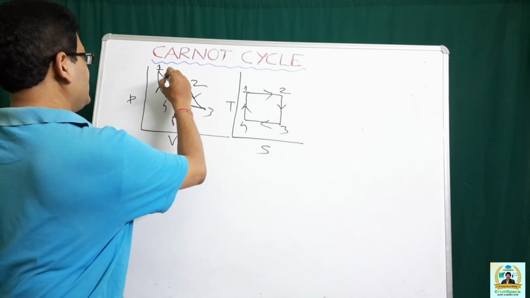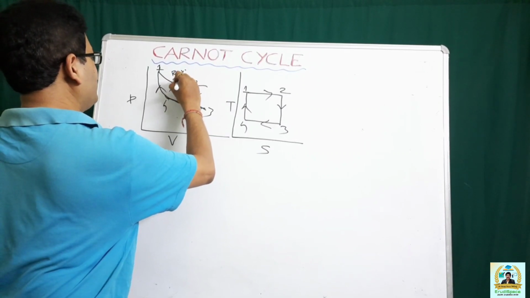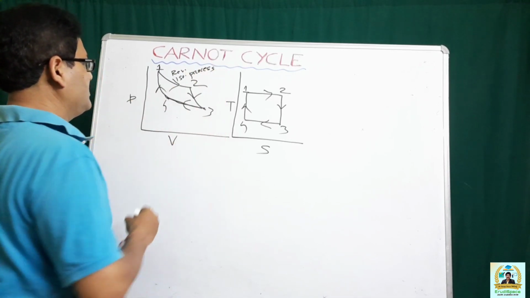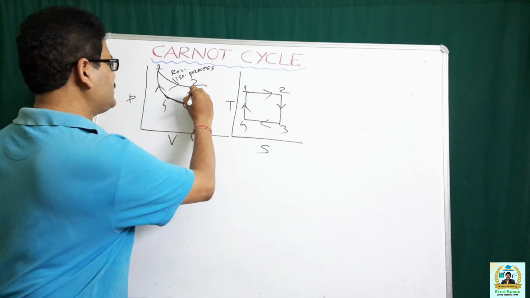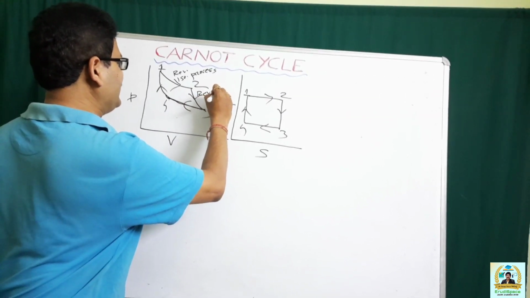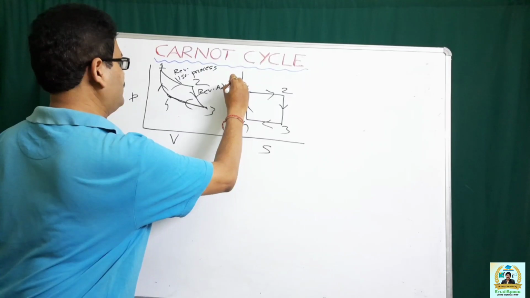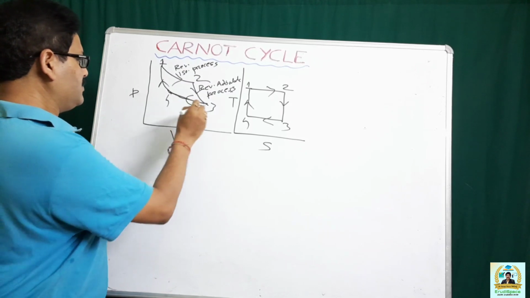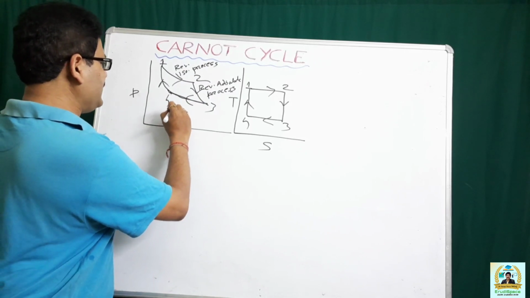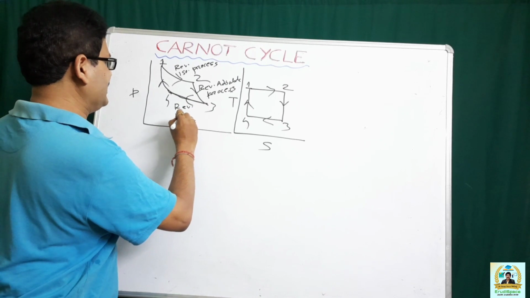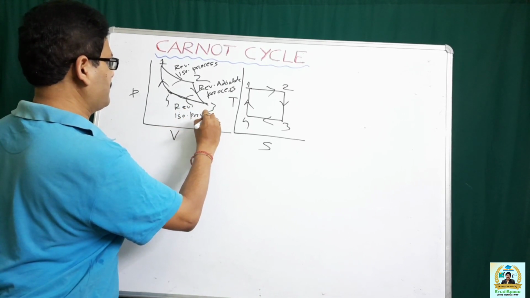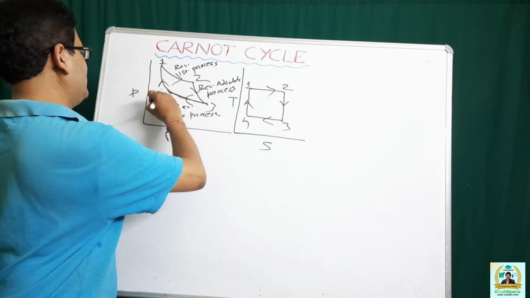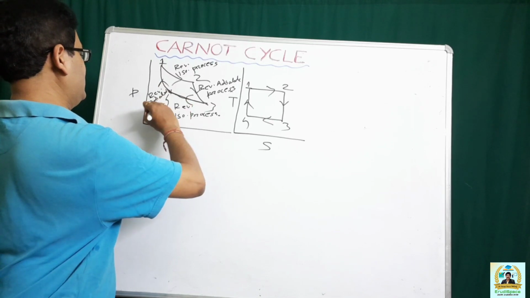Process 1-2 is a reversible isothermal process. 2-3 is a reversible adiabatic process. Process 3-4 is again a reversible isothermal process. And 4-1 is a reversible adiabatic process.